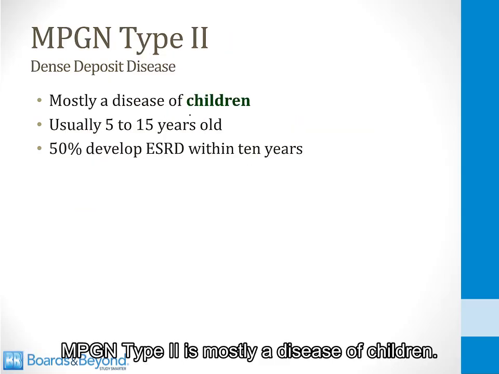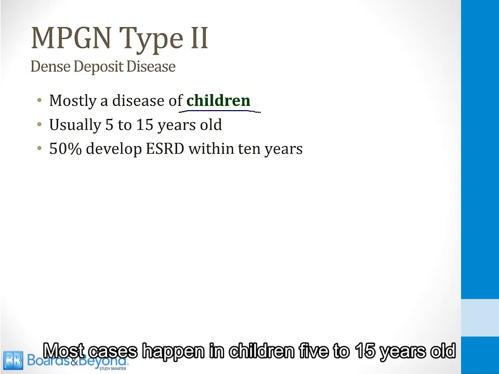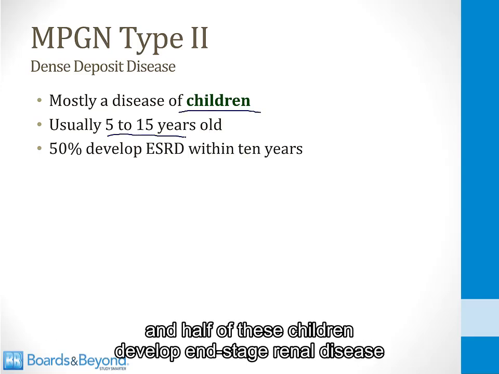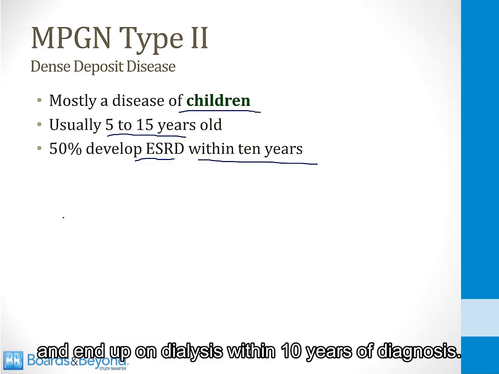MPGN type 2 is mostly a disease of children. Most cases happen in children 5 to 15 years old, and half of these children develop end-stage renal disease and end up on dialysis within 10 years of diagnosis.